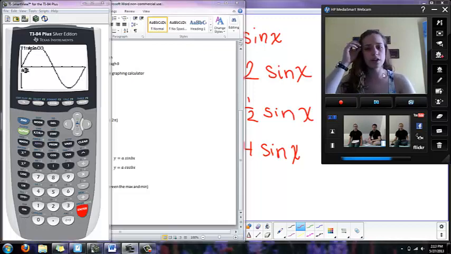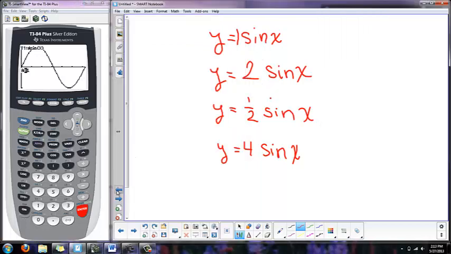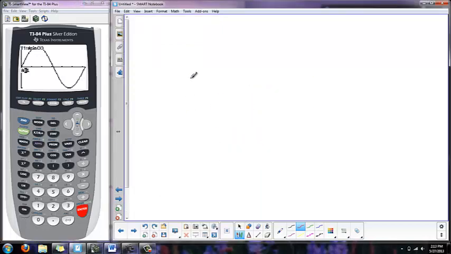Alright, now what we're going to do is use our graphing calculator again. And this time we are going to graph 4 more functions. We are going to graph y is equal to sine of x. And by the way, the amplitude thing works the same way for cosine as well. It's not just sine, it just happens to be them using sine as just an example.